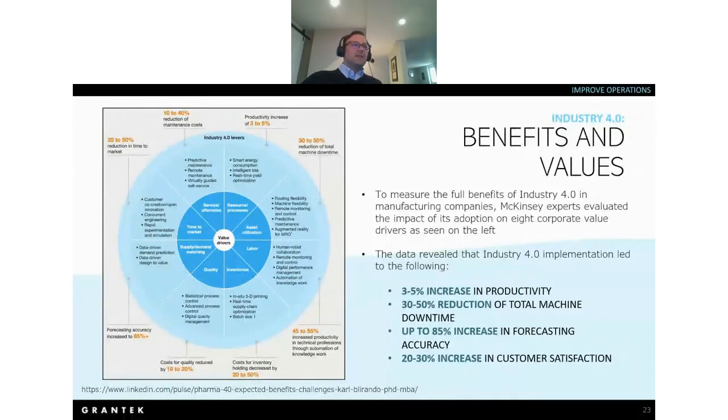Another study found that data collection across the supply chain and full machine-to-machine and machine-to-cloud communication has increased earnings by between 2 and 5%, depending on the supply chain complexity. In addition, a 20 to 30% increase in customer satisfaction has also been reported after Industry 4.0 implementation.